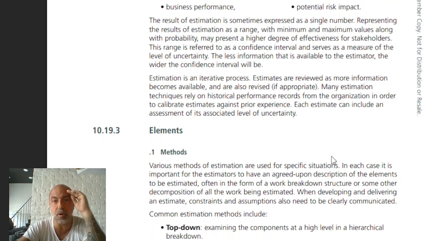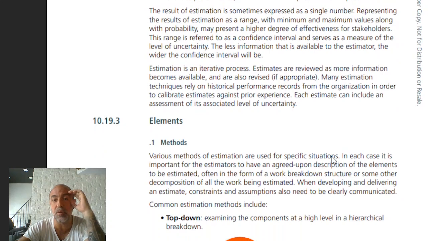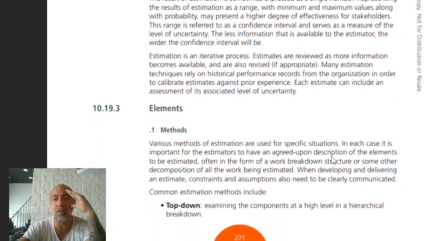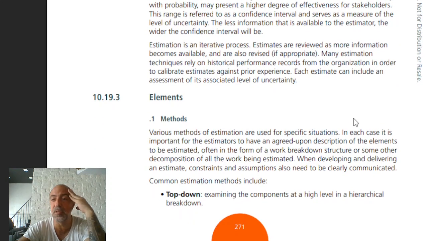Estimation is an iterative process. Estimates are reviewed as more information becomes available and are also revised if appropriate. Many estimation techniques rely on historical performance records from the organization in order to calibrate estimates against prior experience. Each estimate can include an assessment of its associated level of uncertainty.